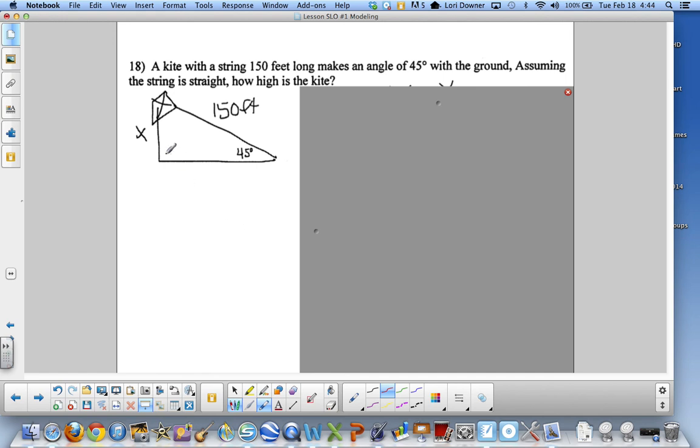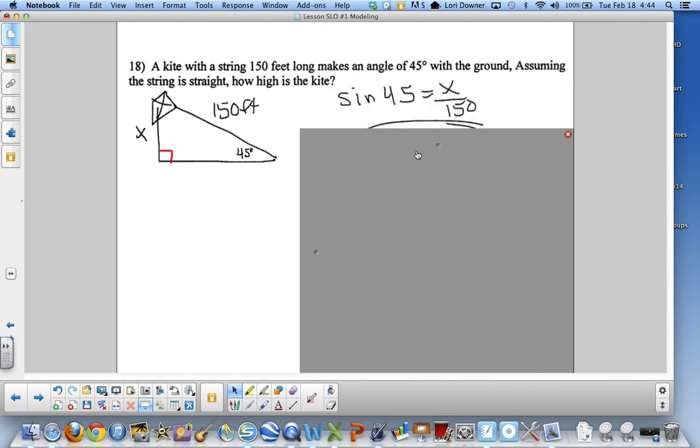And this only works if you've completed unit number 8. If you've completed unit number 8 and taken the summative, you can do this. So I know 45 is here. This would have to be 45. I've got the sine because the opposite is what I want to find and the hypotenuse is what I'm given. So I'm going to use the sine function.